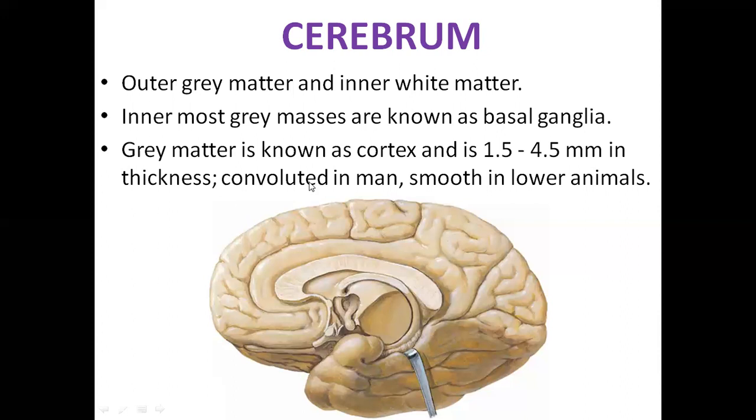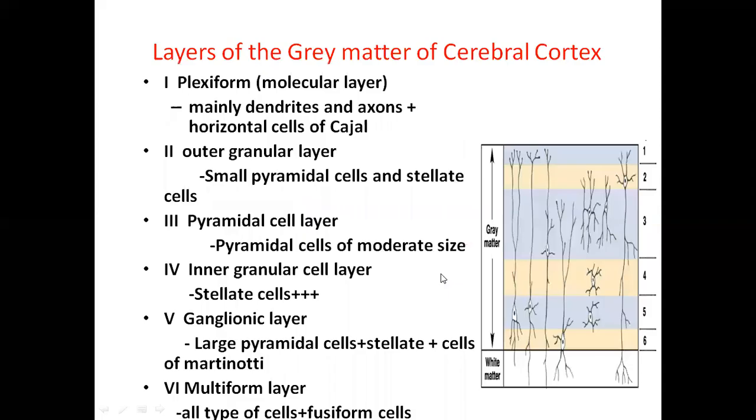Gray matter is known as the cortex, and it is 1.5 to 4.5 mm in thickness, convoluted in the sense it is highly folded in man, so that the surface area of the brain is highly increased. It is quite smooth in lower animals. Now, as it is histology, we are going to enlighten our knowledge on what the histological features are when you take a biopsy or autopsy specimen and prepare this slide.